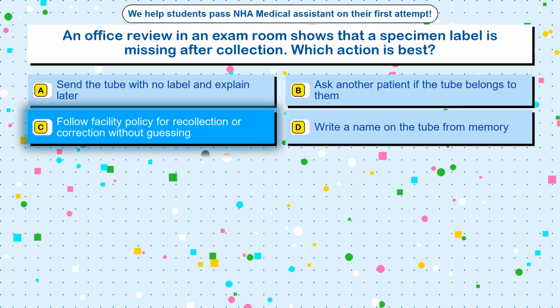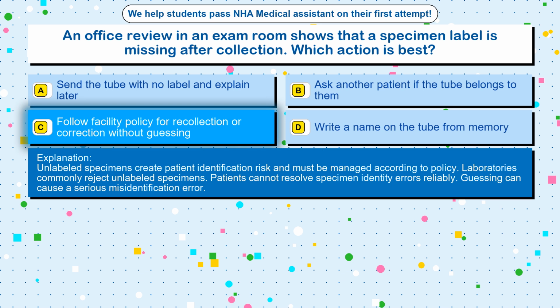The correct answer is option C, follow facility policy for recollection or correction without guessing. Unlabeled specimens create patient identification risk and must be managed according to policy. Laboratories commonly reject unlabeled specimens. Patients cannot resolve specimen identity errors reliably. Guessing can cause a serious misidentification error.